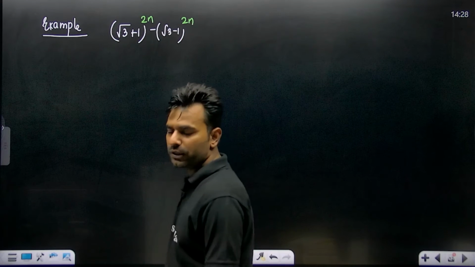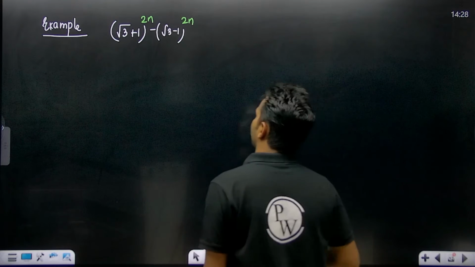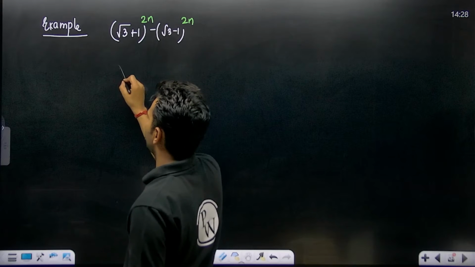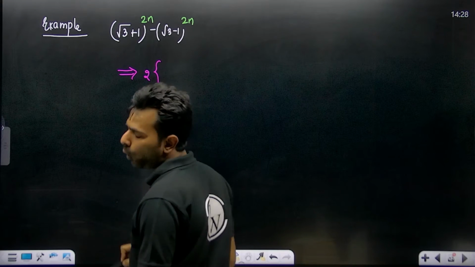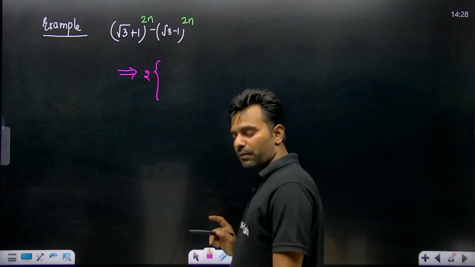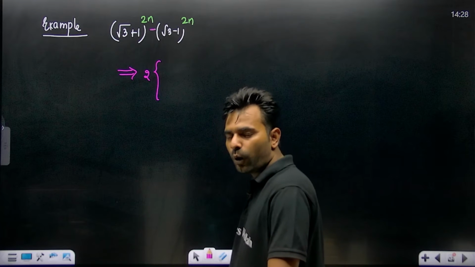Okay, the question is what kind of a number is this? We know that if we subtract, then it is going to be 2 times all the terms with odd subscripts. We are subtracting it, so all the terms with odd numbers will come.